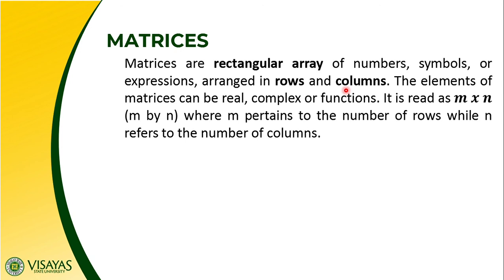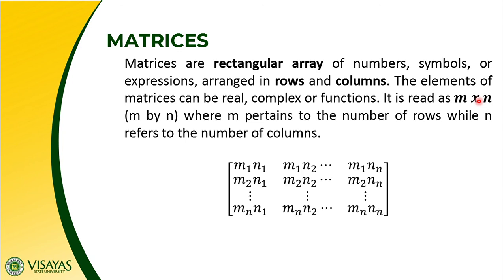So matrices. Let us define first what is a matrix. Matrices or matrix are rectangular array of numbers, symbols or expressions arranged in rows and columns. And the elements of matrices can be a real number, complex, or a function. It is read as m by n, where m pertains to the number of rows while n refers to the number of columns. So m by n here refers to the dimension of the matrix.